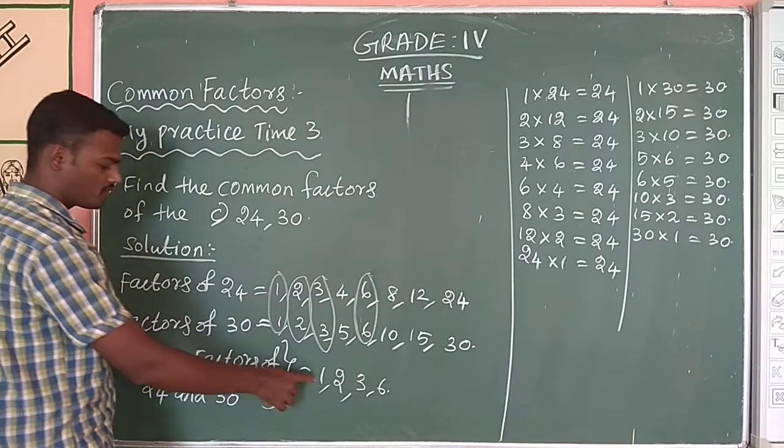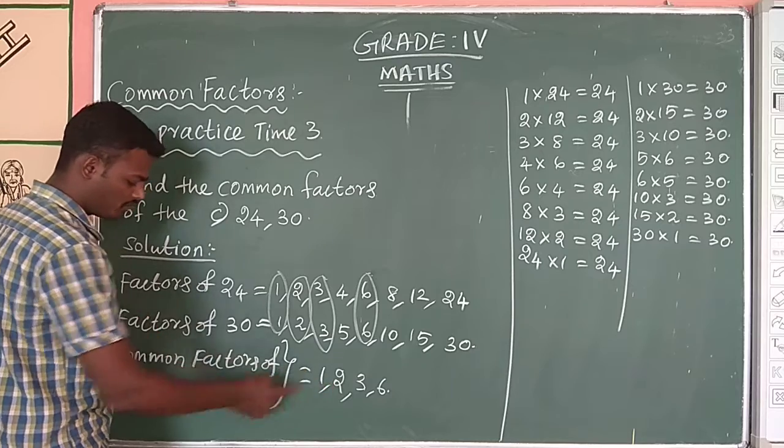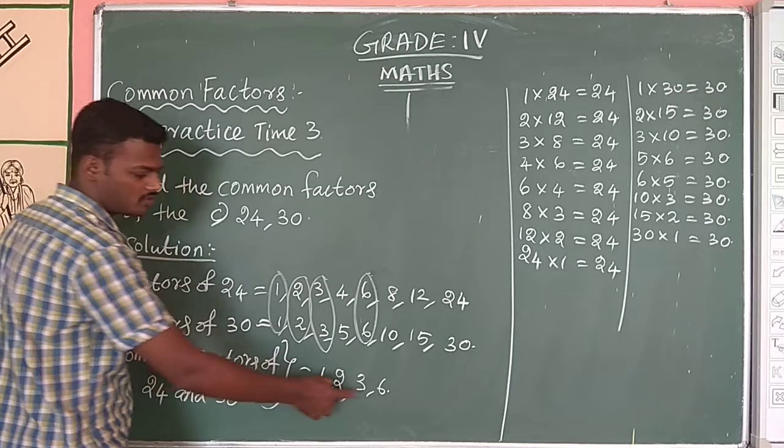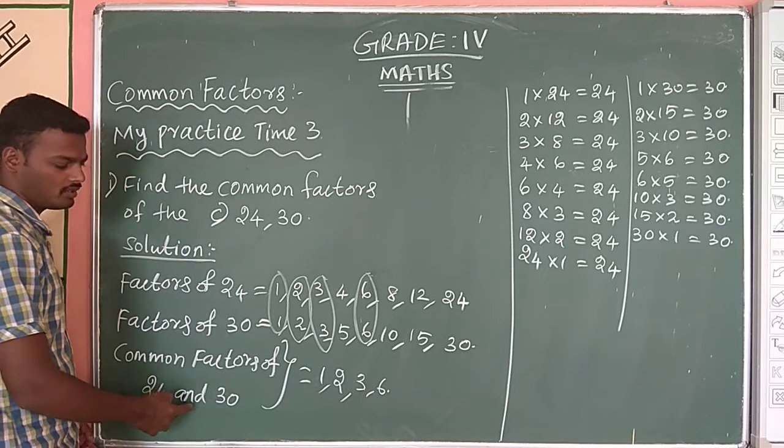In the first table come 24 and 30. In the second table come 24 and 30. In the third table come 24 and 30. In the sixth table 24 and 30 come.